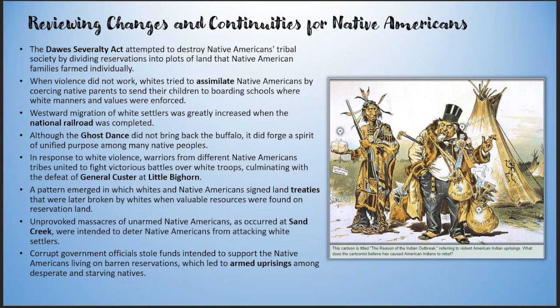So the Dawes Severalty Act attempted to destroy Native Americans' tribal society by dividing reservations into plots of land that Native American families would farm individually. And when violence against Native Americans didn't work, whites tried to assimilate Native Americans by coercing Native parents to send their children to boarding schools where they would be taught white manners and values.